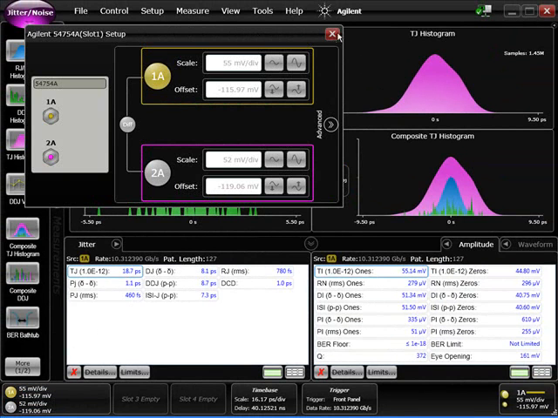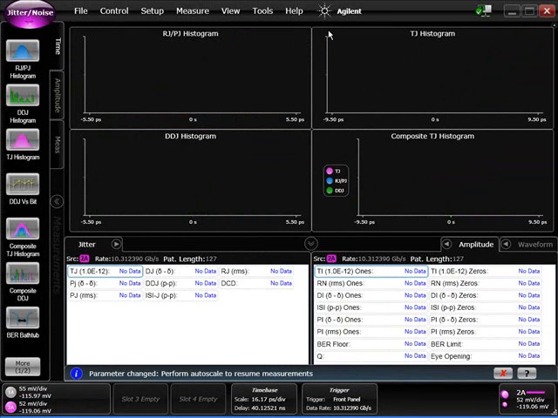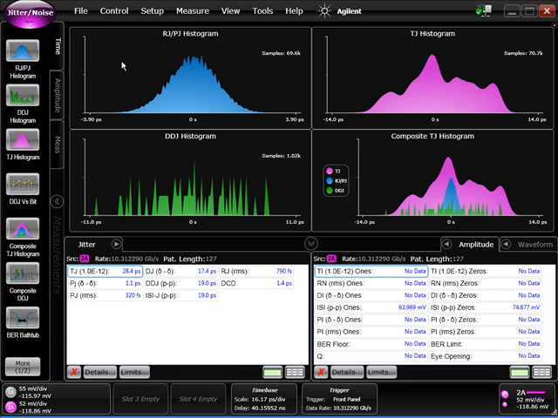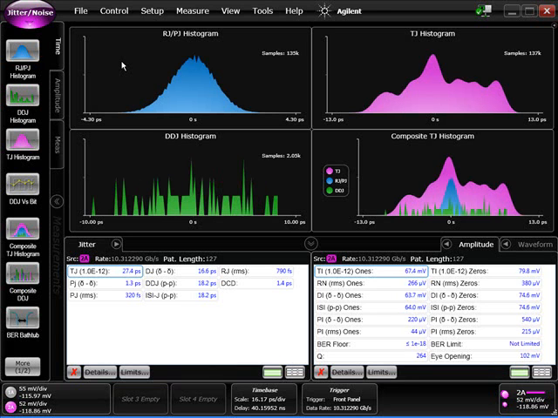So this is the 10 gig signal that is now passed through the FR4 section, and so we would expect that the RJ is going to be the same or very similar because we're just going through a passive device, and we would also expect that the bulk of the change is as a result of increased data dependent jitter, which is part of the deterministic jitter, the DJ bucket. So we'll let it complete its analysis, and you can see that it is very easy and very fast to do this very complex measurement.